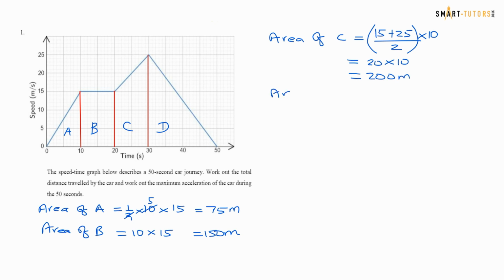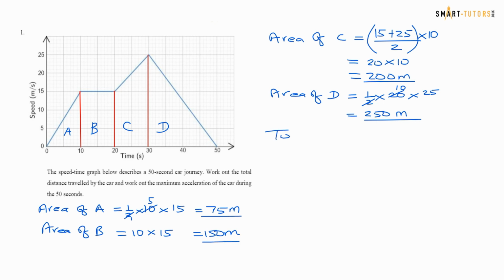Finally, area of D is half times base, which is 30 to 50, that is 20, times height, which is 25. So 2 goes into 20 ten times, 10 times 25, which is 250 meters. So these are the answers for each individual area.